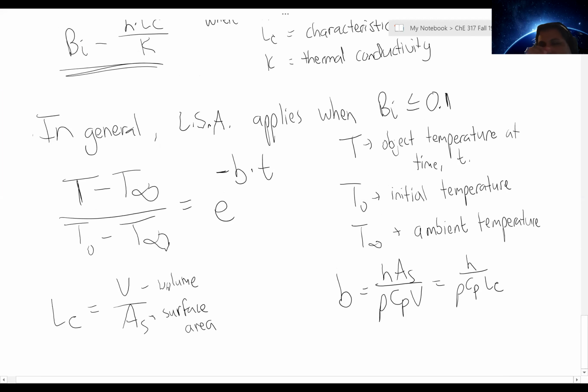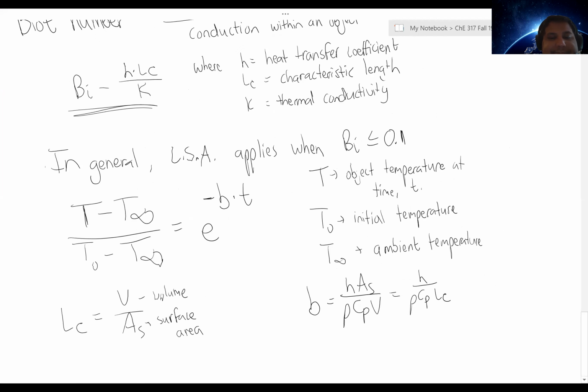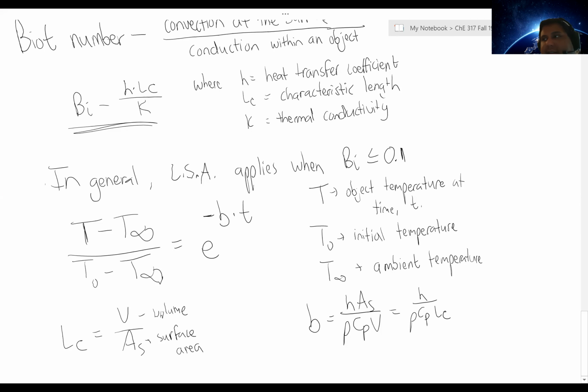Any questions on lumped system analysis and how it can be applied? I'll give you a few seconds to look this over one more time, and then we'll look at an example of using lumped system analysis. Hey, Dr. Lopez, in the b equation, is that a p or a rho? That is a rho. Very good question. That is density.